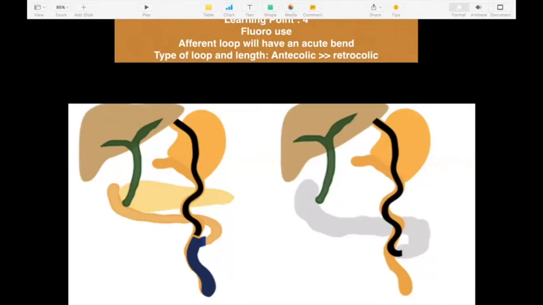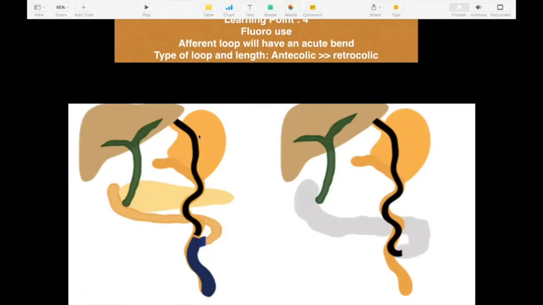So the next learning point is how we should approach patients who have a hepaticojejunostomy. We should judiciously use fluoroscopy. In the afferent loop, what is the afferent loop? It will always have an acute bend. It will not be like a smooth opening into an efferent. So we should always be aware that it will be around 45, 90 degrees, or sometimes even more than that. So an acute bend will be there when there is an afferent loop, and we should be aware about the type of loop.